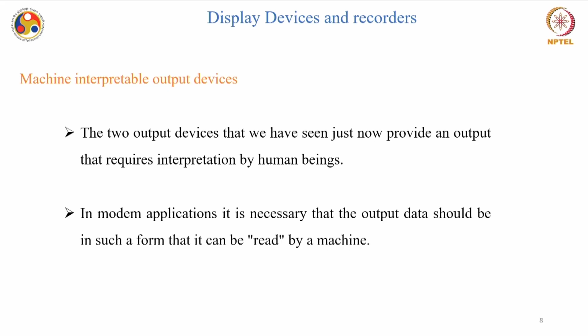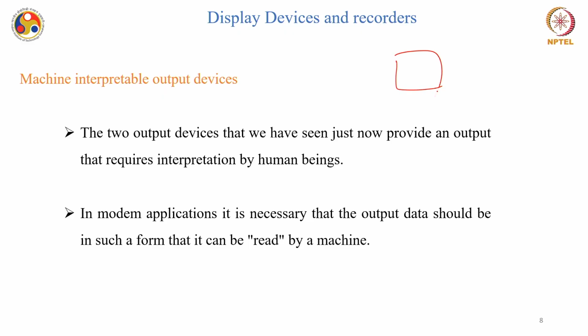Now the two output devices that we have just seen provide an output that requires interpretation by human beings. You do not need to feed this data to any machine, or you are not dependent on a machine for reading this data. You can read them yourself. For example, if some device is showing you the direct data, say the temperature, you can simply read it, right? Similarly, if it is showing you a certain waveform with time, that also can be interpreted by a human being.